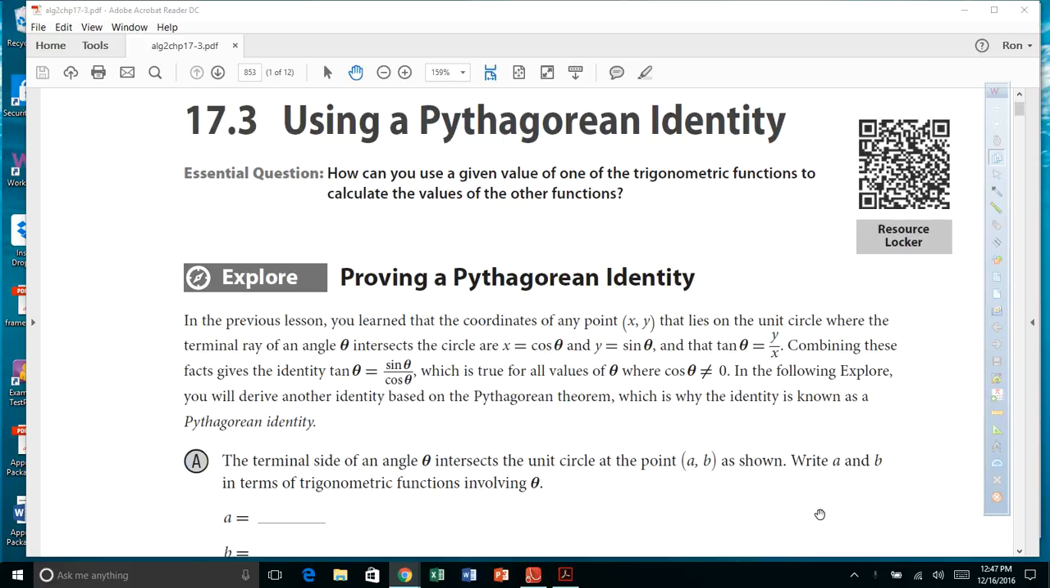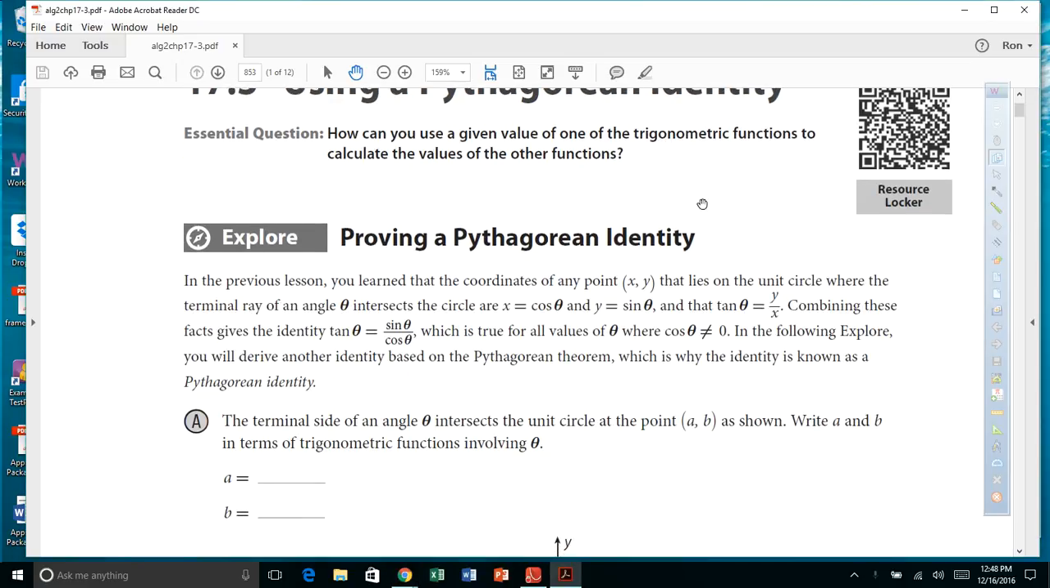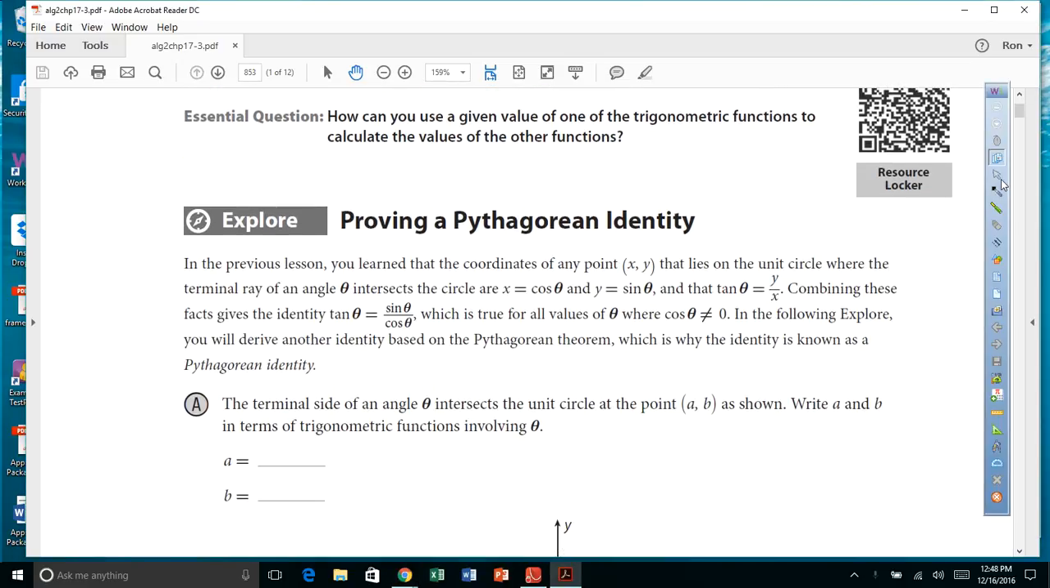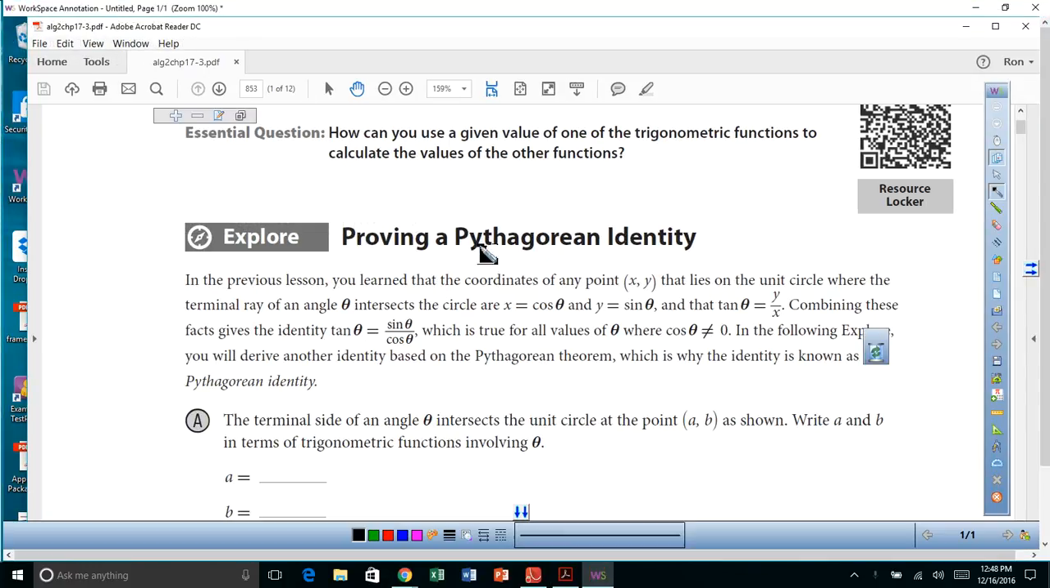Lesson 17.3, using a Pythagorean identity. Essential question: how can you use a given value of one trigonometric function to calculate the values of the trigonometric functions? Well, they're connected. Let's see, you've got sine squared theta plus cosine squared theta equals 1. So if you know sine or cosine, you can solve for the other.